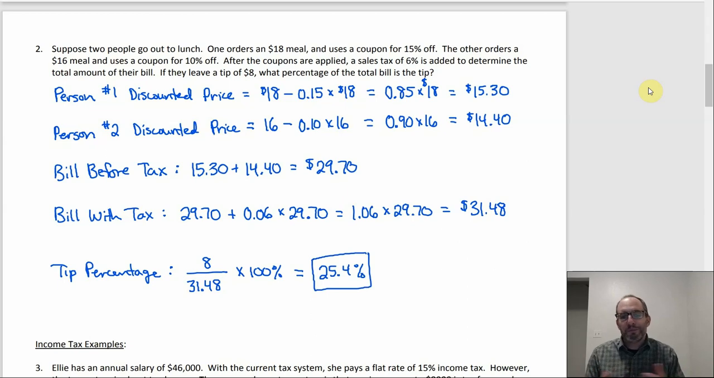So fairly generous, compared to the usual rule of thumb. 25.4, that's a pretty decent size tip. Back when I was waiting tables, I would have been happy with that for sure.